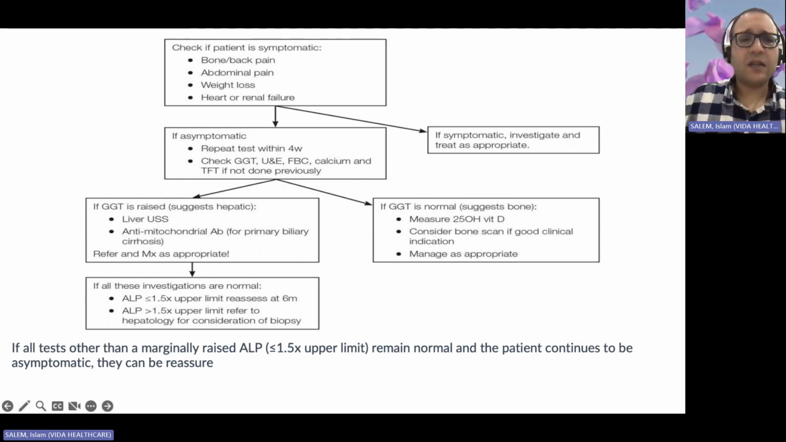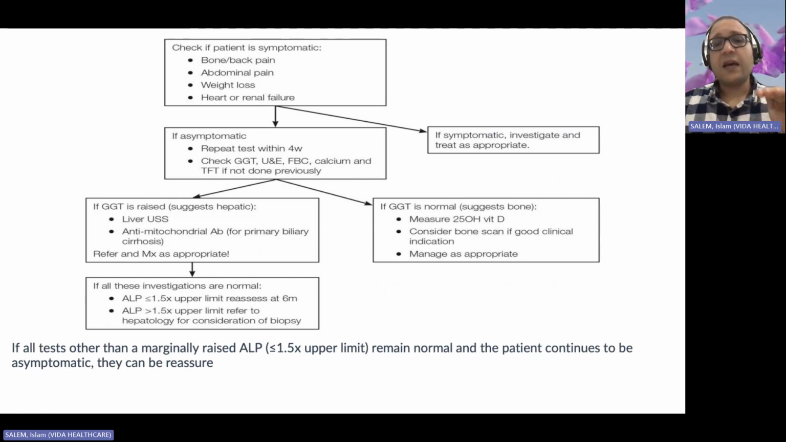However, if all of these investigations turn out to be normal, and the rise in the alkaline phosphatase is less than 1.5 times the upper limit, you need to repeat the alkaline phosphatase every 6 months and see the trends. If the trend is stationary, then you can reassure the patient and tell him, this is your normal, you are a statistical anomaly, and this is your baseline. No need to worry about that.